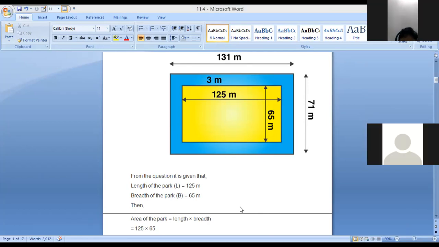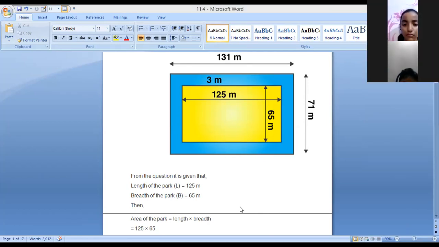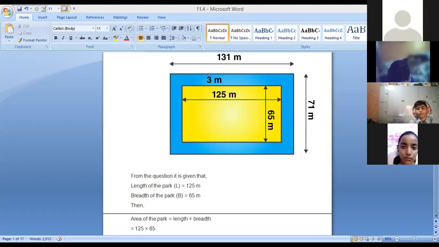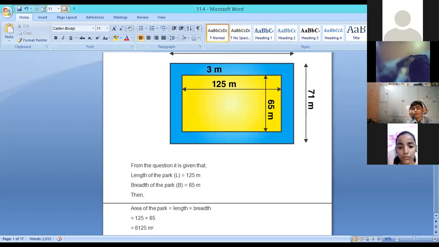Multiply it, children. Yes, Anshika, your answer is right. 8125. That's correct. 8125 meter square is the area of the park.